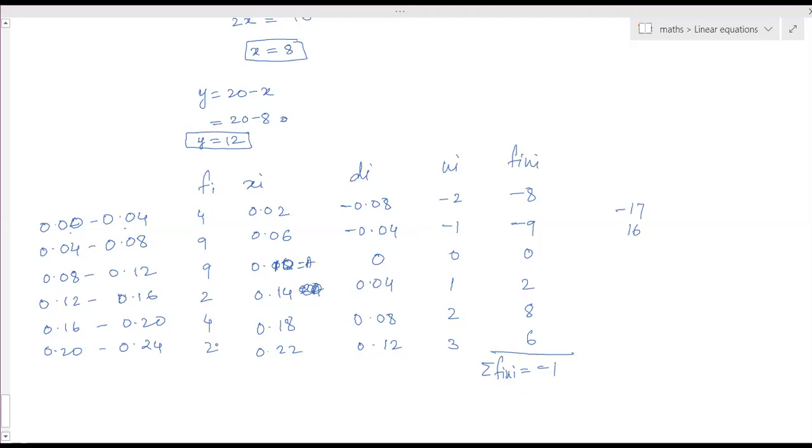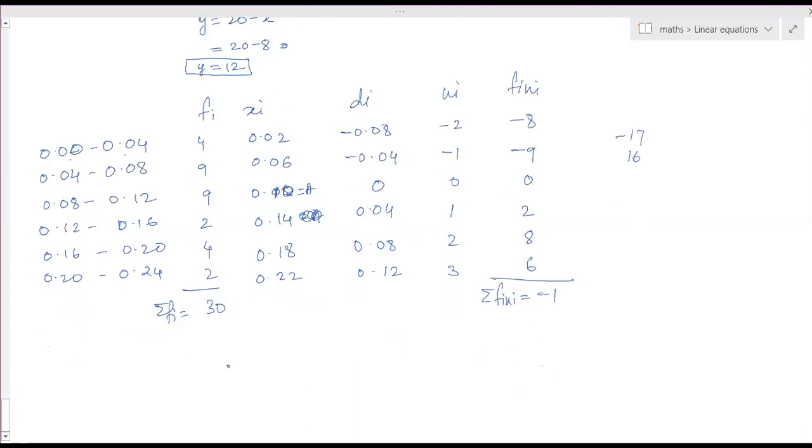So Fi Ui sums to minus 1, and summation Fi is equal to 30. So the mean is equal to A plus summation FiUi by summation Fi into h. A is 0.1 plus minus 1 by 30 into 0.04.